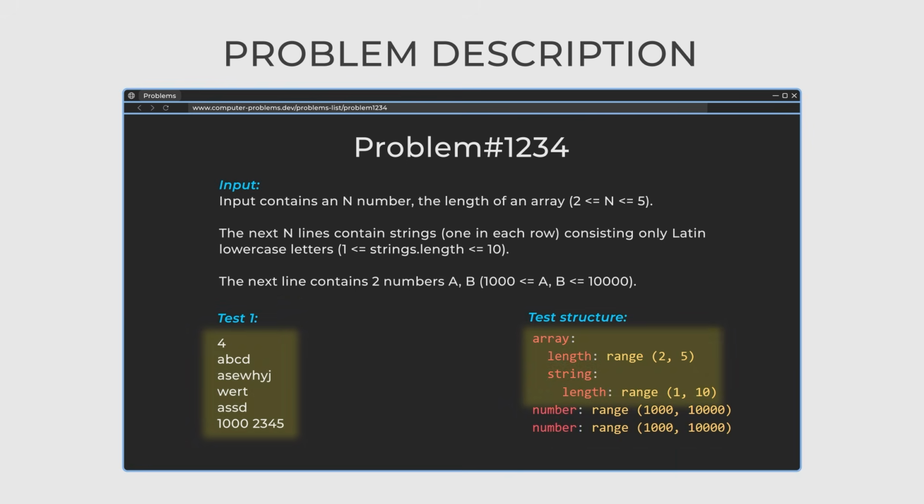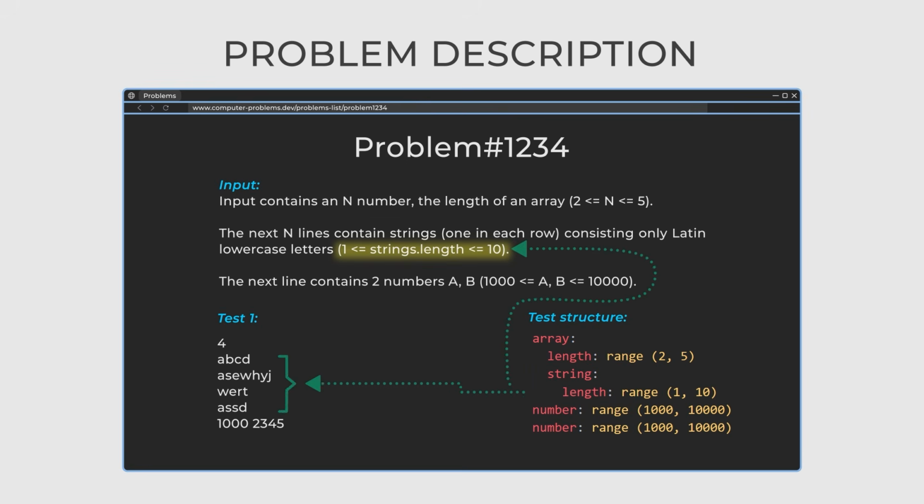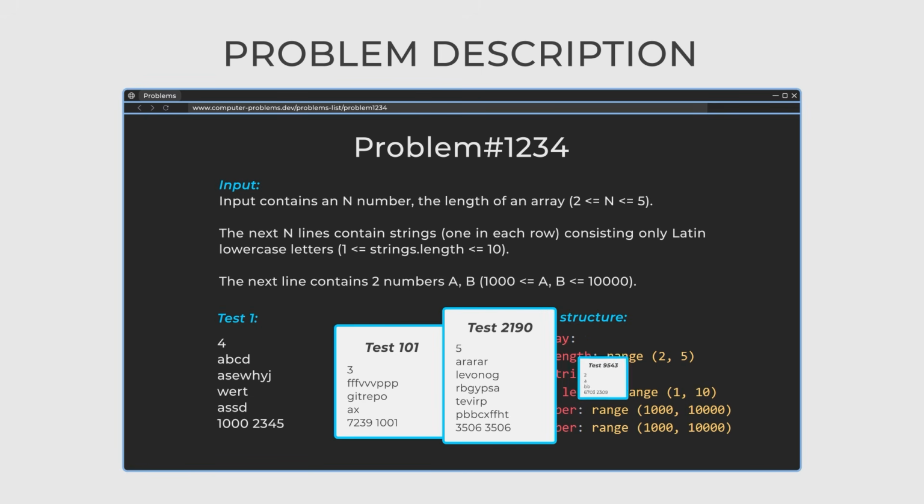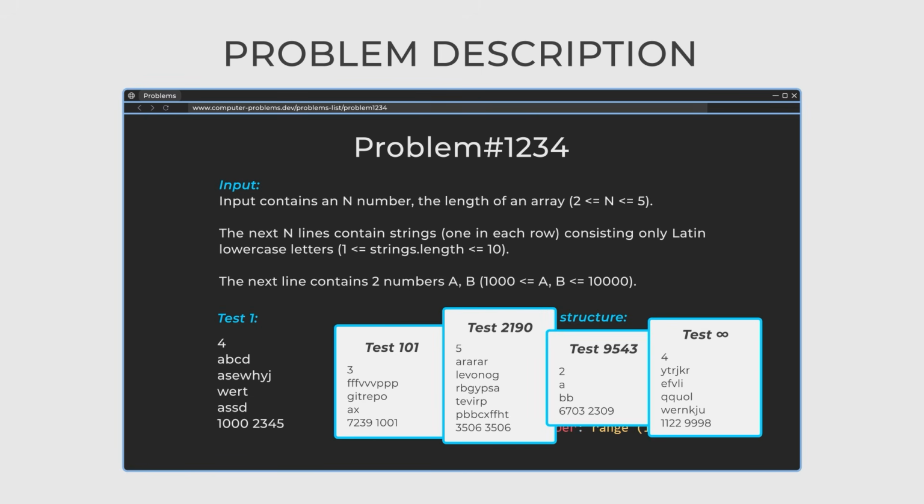Imagine a problem where the input is an array of strings followed by two numbers. The string length must be between 1 and 10, and the array's length must be between 2 and 5, and the numbers must be between 1000 and 10,000. You want to be able to specify these limits to get an infinite number of different tests. The composite design pattern is what you are looking for.